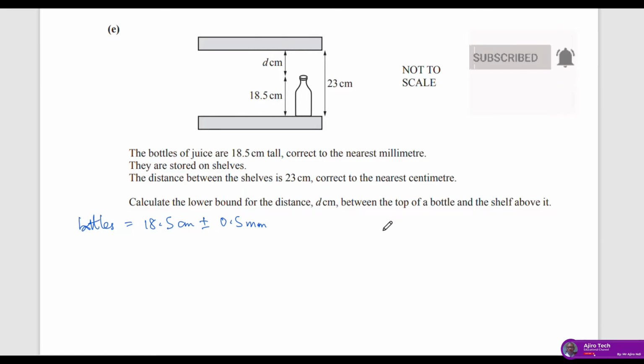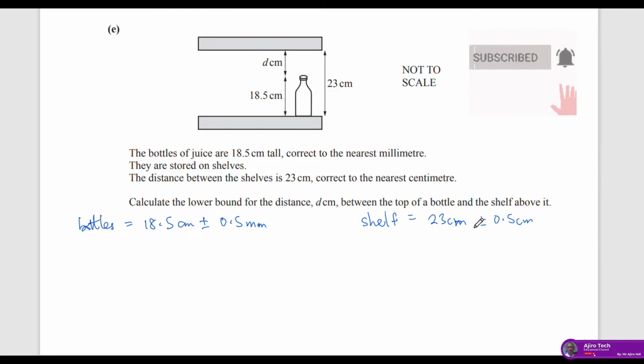Then we have the shelf. The distance between the shelves is 23 centimeters, according to the nearest centimeter, plus or minus half of a centimeter, which is 0.5 cm.